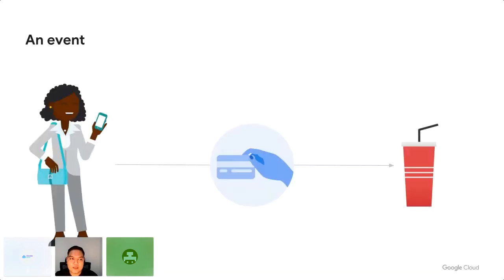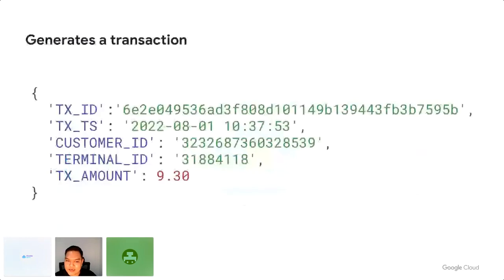The data that comes in is actually very simple. We have customers purchasing items using their credit cards, which generates an event, and we capture those events in a Pub/Sub topic, which is like a streaming data recorder. From those events we get transactions with a transaction ID, transaction timestamp, customer ID, terminal ID, and the transaction amount. Each customer has one ID, and each terminal has one ID. Depending on the items you purchase, you get a transaction amount, which is 930 in this case.